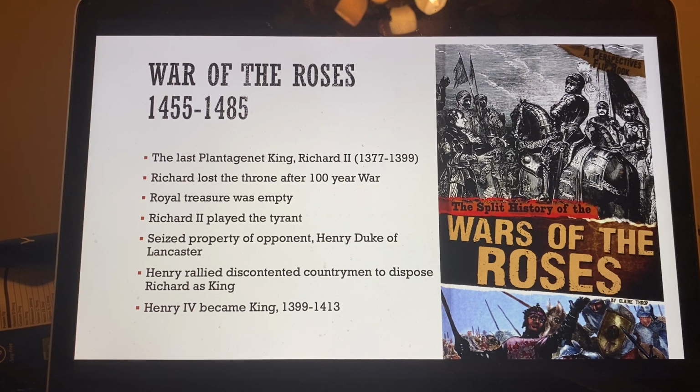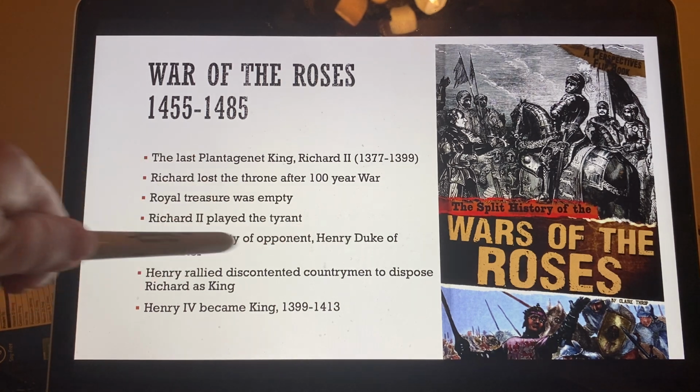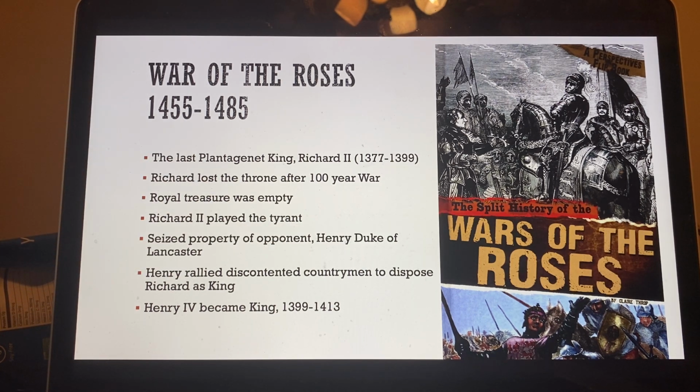Richard II had played the tyrant, basically saying he was going to do what he wanted. Of course, the people did not want a tyrant to rule them, especially after losing this war to France. Richard had seized the property of his opponent, Henry, Duke of Lancaster. So now we have this War of the Roses coming up. We have Henry, Duke of Lancaster, the Lancasters. Henry rallied the discontented countrymen to depose Richard as king. So he would become king.